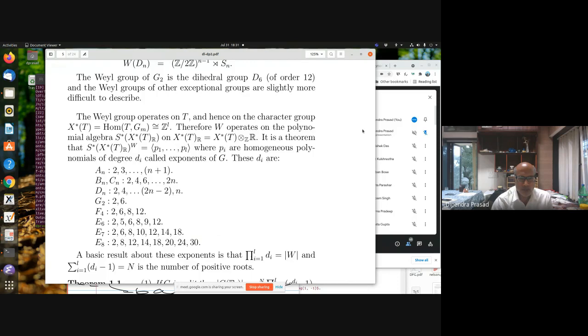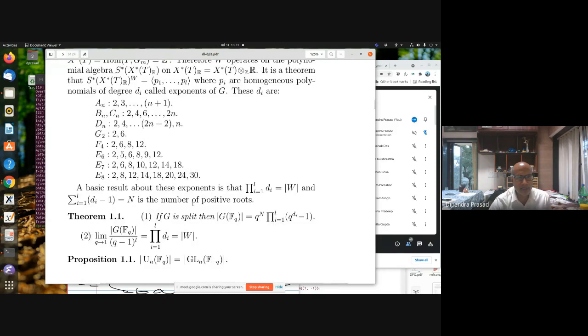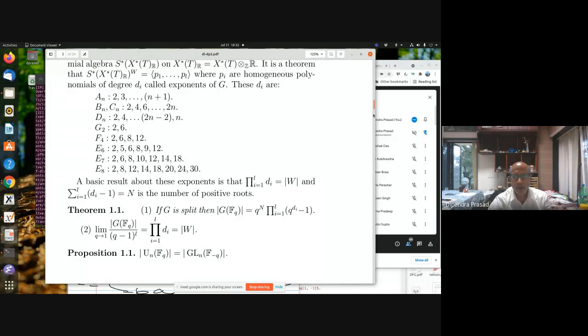So the product of the exponents is the order of the Weyl group, and the sum of d_i minus 1 is the number of positive roots. And the point why I did all this is that one can express the order of G(F_q) as q to the power n, where n is the number of positive roots, times the product of q to the power d_i minus 1. For GL_n or SL_n that will give rise to the formula that I talked about. And some of these statements can be succinctly interpreted in terms of this limit formula. And then there is this beautiful observation that U_n(F_q) is the same as GL_n(F_q) in which you change q to minus q.